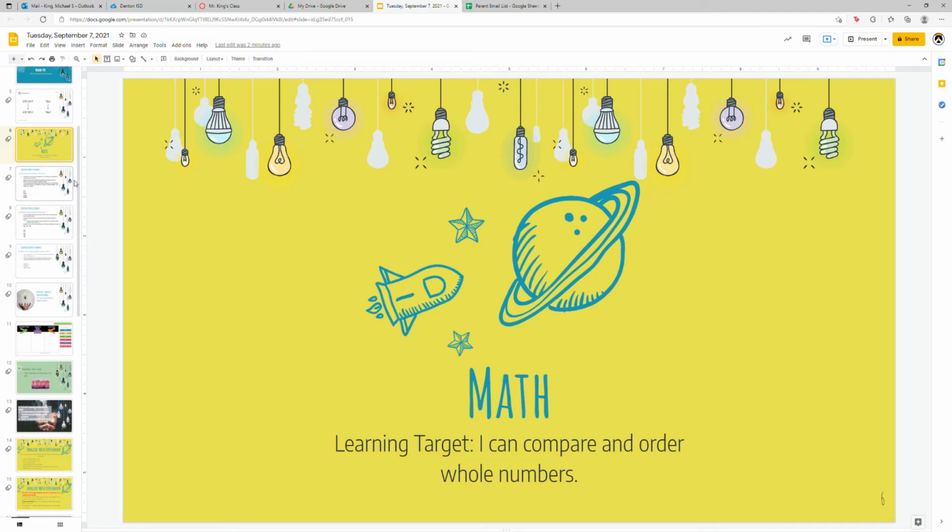Good morning, class. In math today, we are switching things up again. We are talking about comparing and ordering whole numbers. So, our learning target's pretty easy today. I can compare and order whole numbers. That's your goal to understand before the end of this lesson. Granted, you probably still need to practice a little bit, but hopefully this concept isn't too difficult for you to grasp.